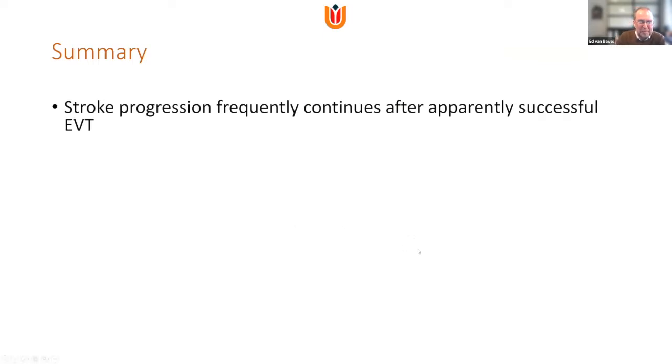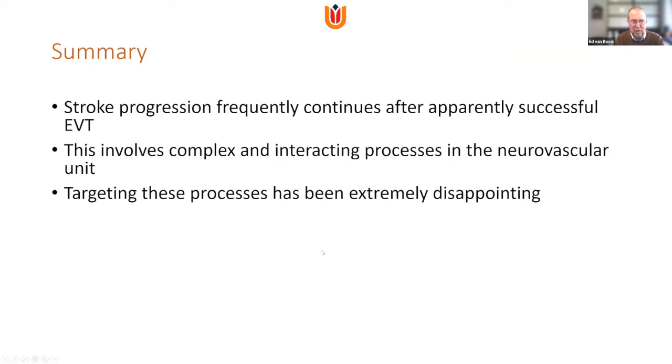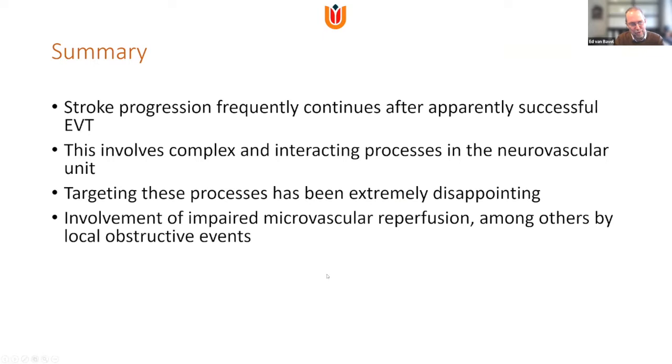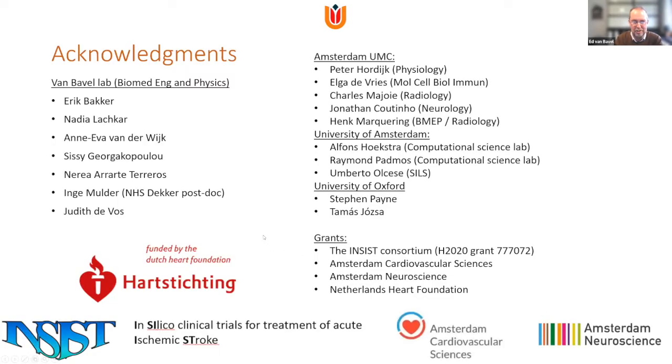So in summary, stroke progression frequently continues after apparently successful EVT. This involves complex and interacting processes in the neurovascular unit. Targeting these processes has been extremely disappointing. Involvement of impaired microvascular reperfusion, among others, by local obstructive events, we believe is very important, and we need computational approaches to really get the preclinical data connected to meaning for humans. I think that's all I wanted to discuss, and these are the acknowledgements.